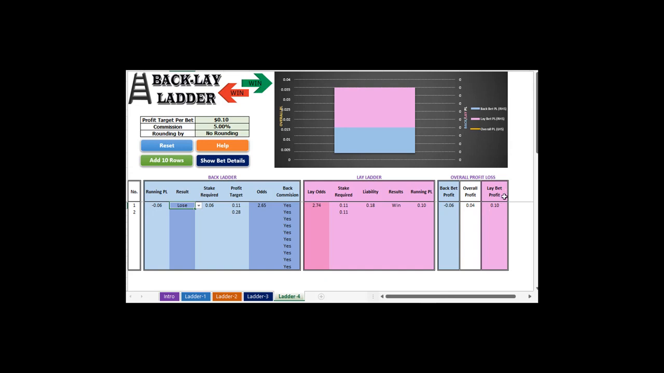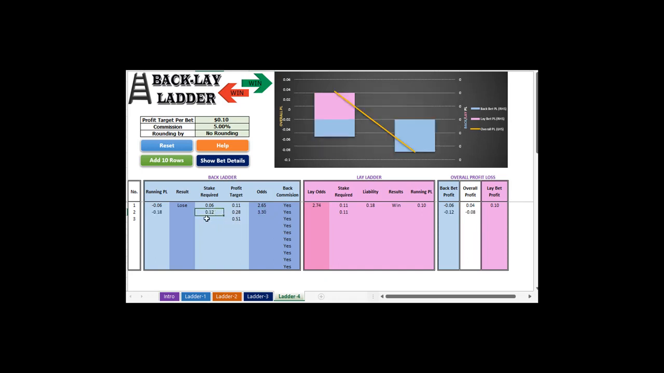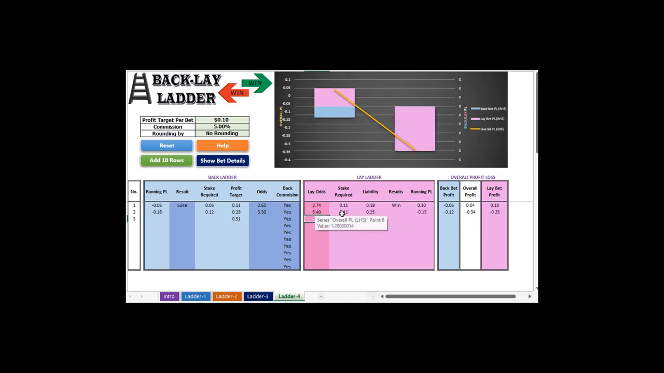Our lay bet profit is at a 10p profit, and our overall profit is 4p. So in the next one, we've got one at 330, and it tells us now the required stake we're going to have to put on this horse or dog is 12p. And it is paying 3.4 on the lay side. The lay side, we've got to put in 11p.